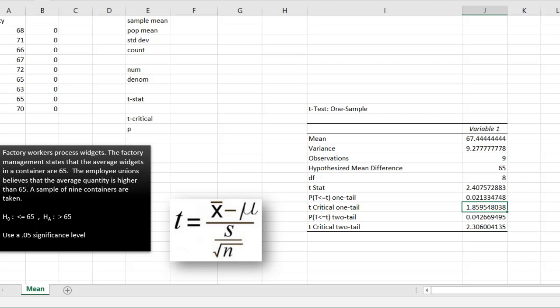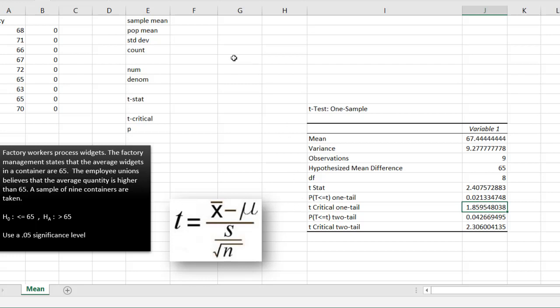Well, this is indicating it's a right tail test, so we're looking at our one tail test. Our critical value is 1.85. Our t statistic is 2.4. It's greater than our critical value, and so therefore we are going to reject the null hypothesis. So we're saying that the null hypothesis, where the management is stating that whatever is in there is less than or equal to 65, we're going to reject that.